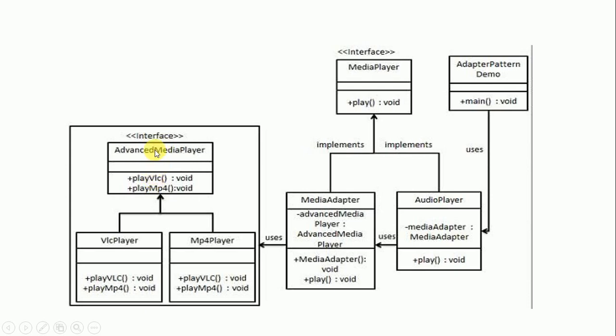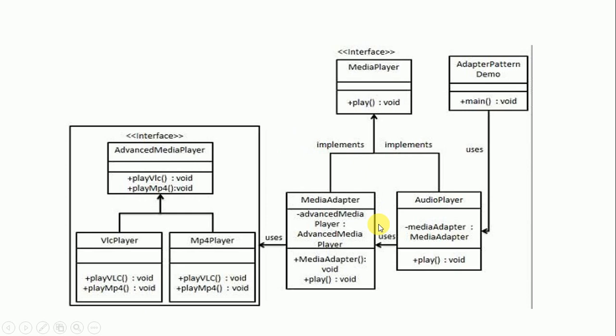So in order to play audio files through the advanced media player, we need a media adapter class, because this advanced media player is unable to play the audio file as it does not inherit the audio player class. So in order to play the audio file from the advanced media player, we have to create an adapter class that helps us to communicate between these patterns. Lastly, we have an adapter demo class, the main class, to show the demonstration of these patterns.